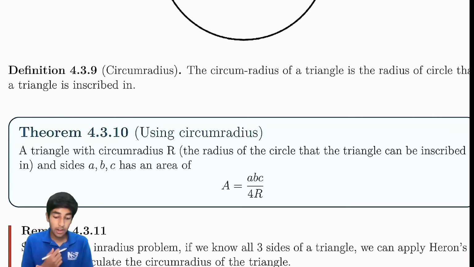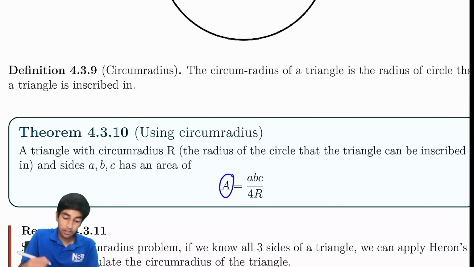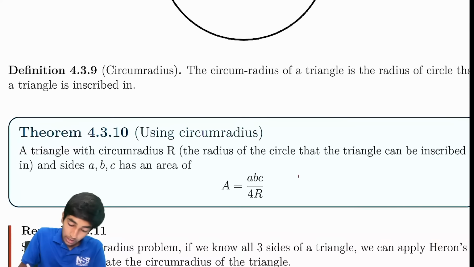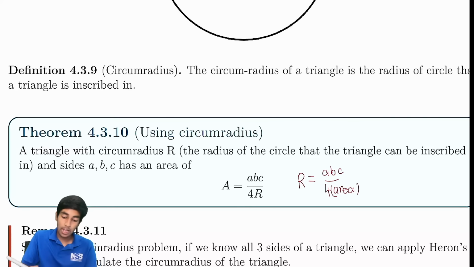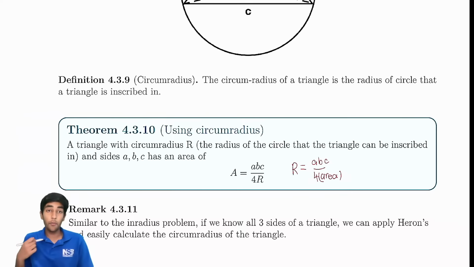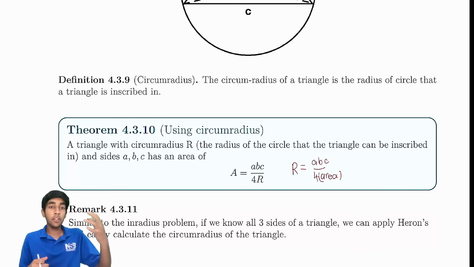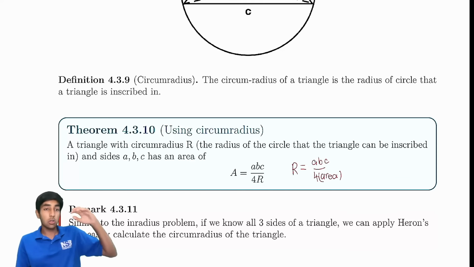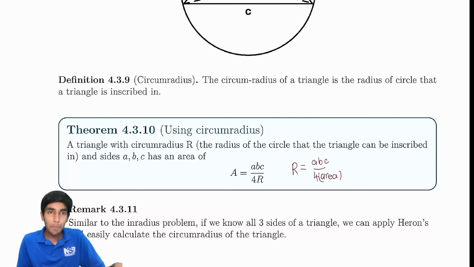And that is the area of a triangle in terms of the circumradius is ABC over 4R. Now, something cool here is that we can also write the circumradius equals ABC over 4 times the area of the triangle. So let's say you're given the sides, you can find the area of the triangle with Heron's, and then you can plug this in to find the circumradius. Similar to the inradius, where if you know all 3 sides, you can find the area using Heron's and divide by semi-perimeter. So what we've now discovered is with the 3 side lengths, we're unstoppable.